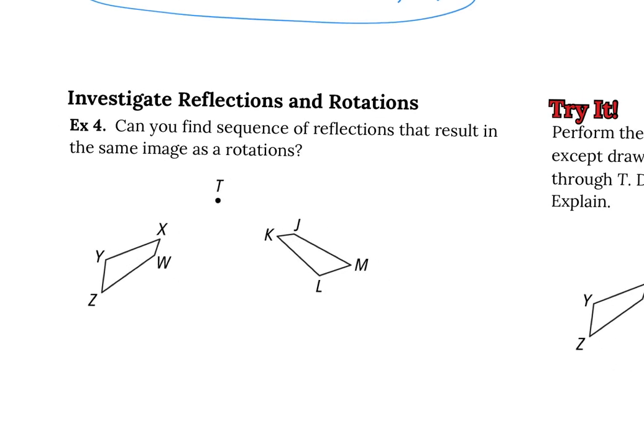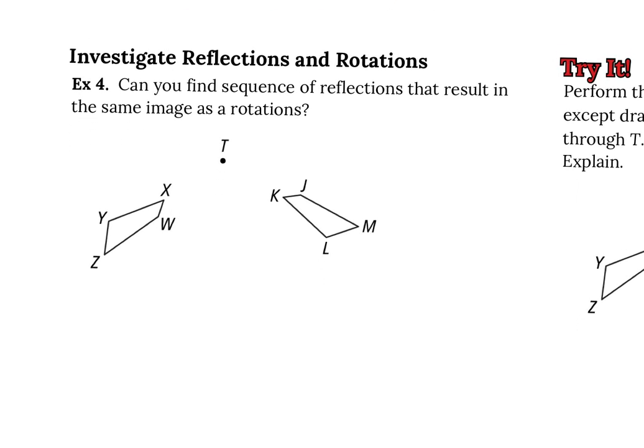Example 4, can you find the sequence of reflections that result in the same image as a rotation? Okay, so they're wanting us to find a sequence of reflections. If I was to just reflect across, let's say, a line right here, directly across, I'm not going to get that same image, JKLM. It's not going to be the same as XYZW. So we need to find a series of reflections that will get us to JKLM.